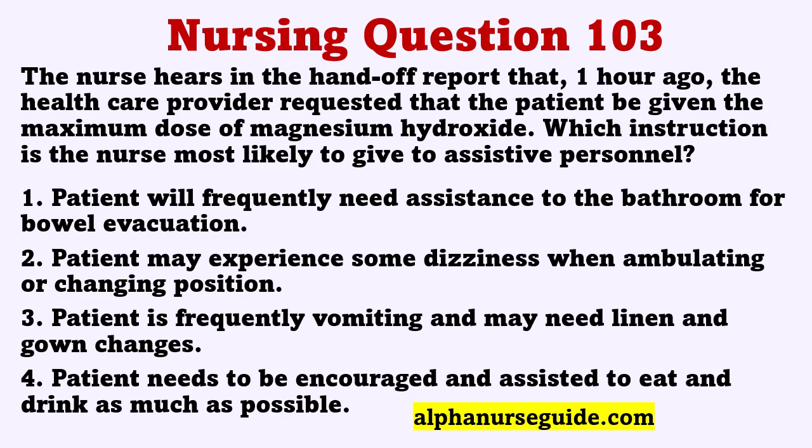The correct answer is 1. Patient will frequently need assistance to the bathroom for bowel evacuation. Rationale. The maximum dose of magnesium hydroxide is given for bowel evacuation and cleansing. It is expected that the medication should take effect within 2 to 6 hours.